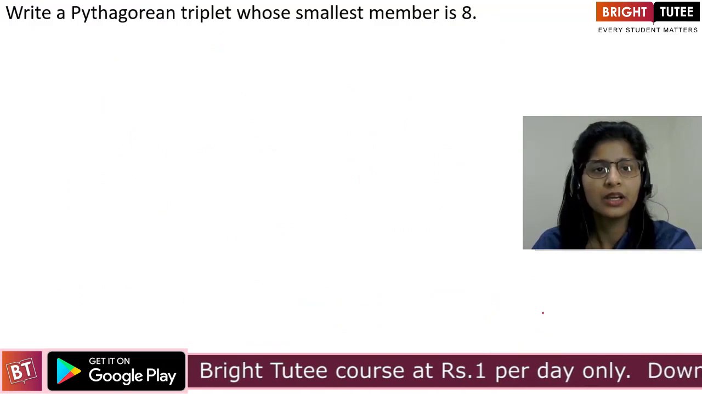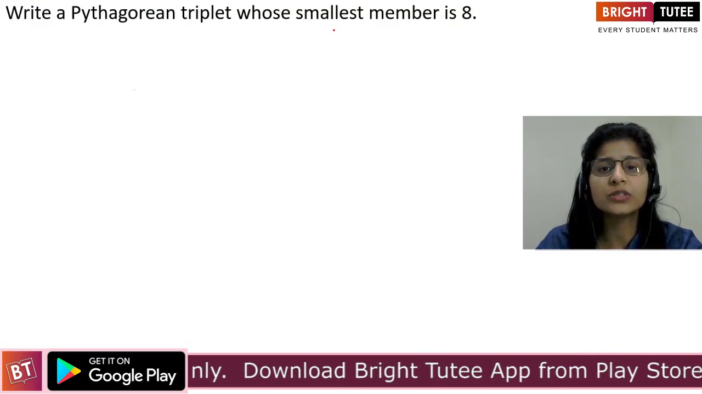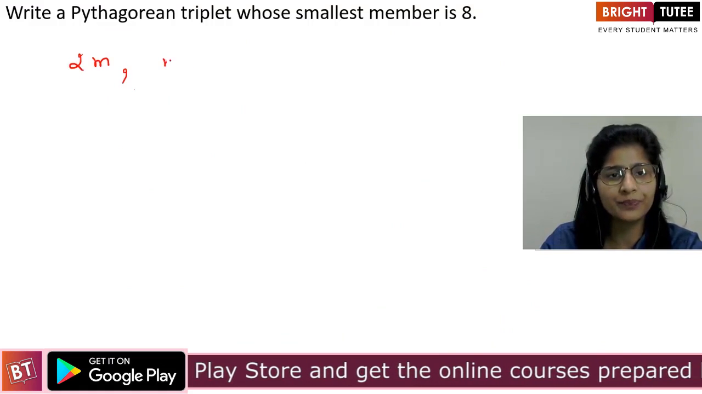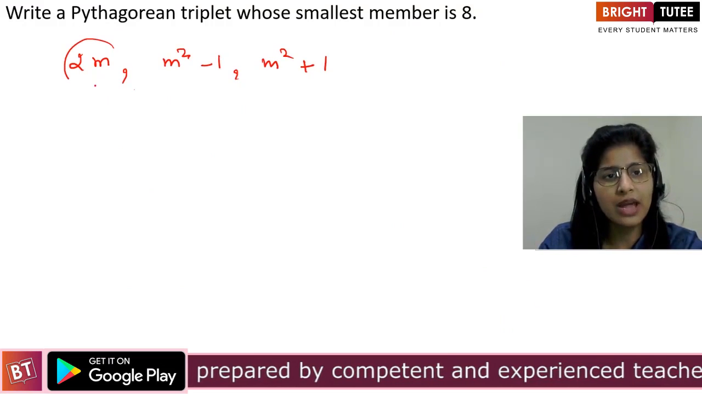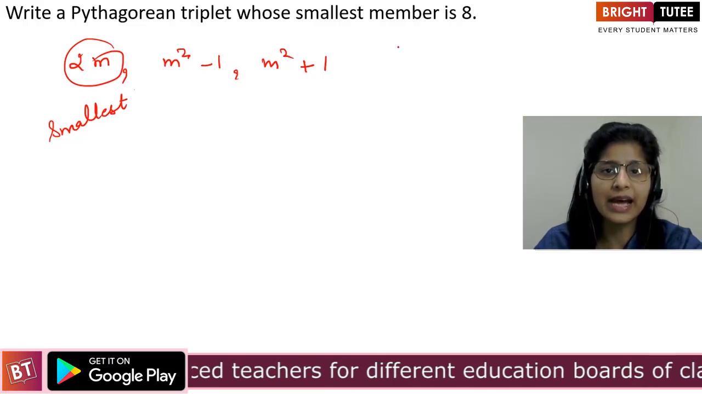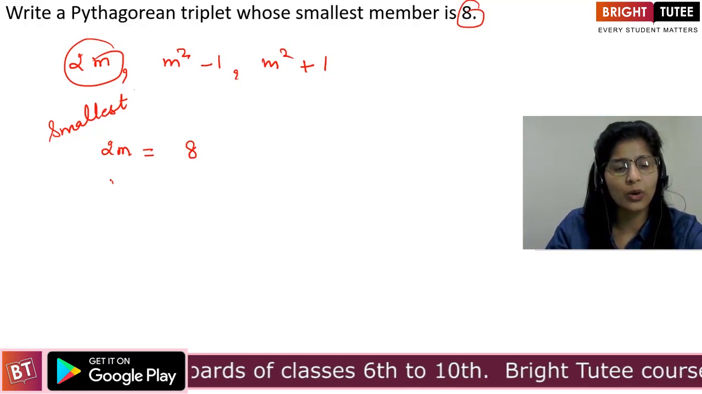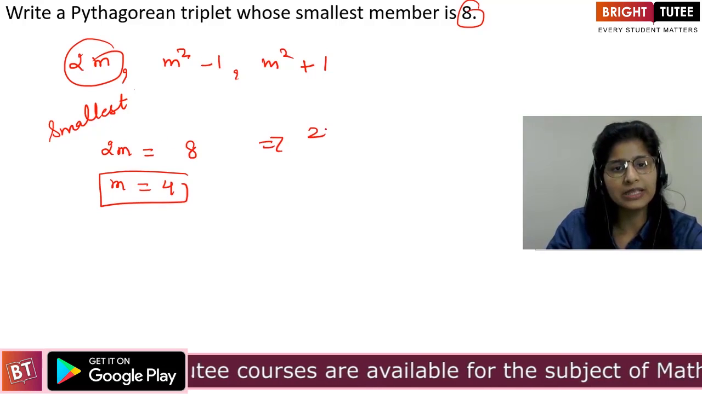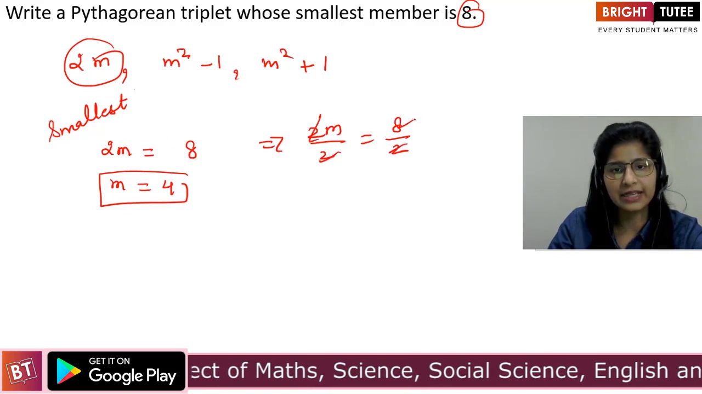Is that clear? Now they are saying write a Pythagorean triplet whose smallest member is 8. So smallest member, three members we know, 2m, m square minus 1 and m square plus 1. 2m is the smallest one. Right? We know that smallest one is 8. So keep 2m as equal to 8. What will this give m as? m will be equal to 4 if we divide both the sides by 2. Here it will get cancelled and it is giving us 4.